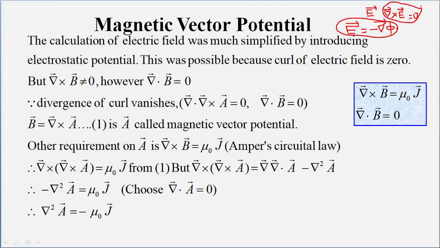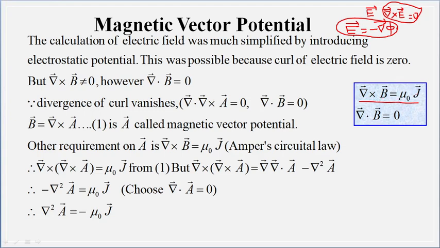But in magnetism, we cannot write vector B equal to minus grad of phi. We cannot write vector B equal to minus del of phi, because the curl of the magnetic field is not 0. See, the curl of the magnetic field is equal to mu naught J, vector J. We have proved this. It is Ampere's circuital law. We have proved it, so we cannot, because the curl of the magnetic field is not 0.